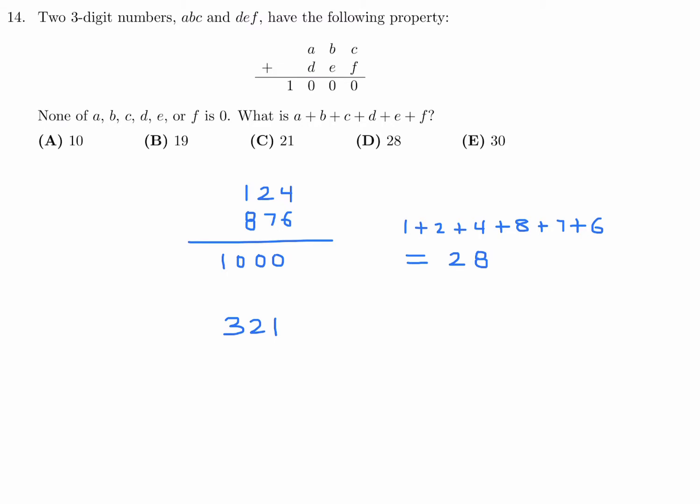I chose 321. If I do that, then 679. When you add them, you get 1,000. And does it meet my criteria that none of them are 0? Yeah, none of them are 0. And again, 3 plus 2 plus 1 plus 6 plus 7 plus 9 is 28 again. So I'm convinced that 28 is the answer. So in a non-scientific way, just through trial and error and plugging in numbers, we get 28. So number 14, the answer is D.